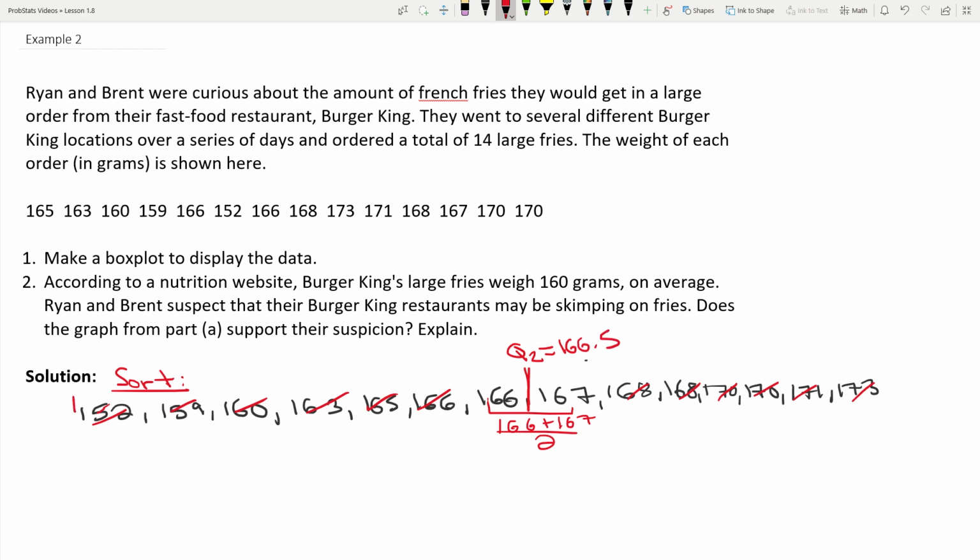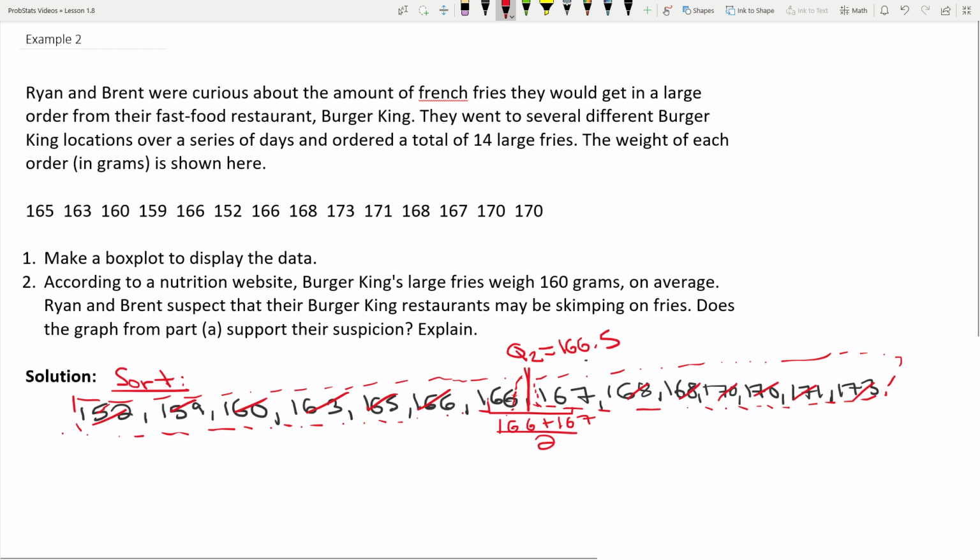All right, so now we've got two halves of the data, including the 166 on the left side, and including the 167 on the right side. So now we work our way towards the middle on each side, crossing off one from each end. So we got ourselves our first quartile. Doing the same on the other half, we got ourselves our third quartile.